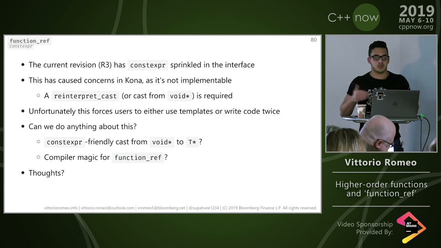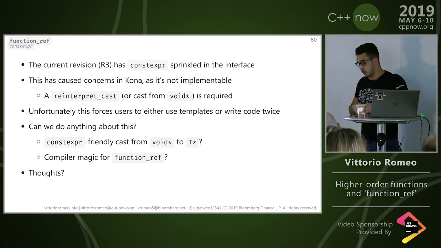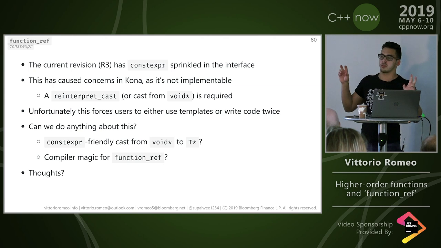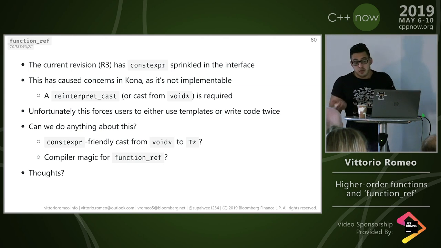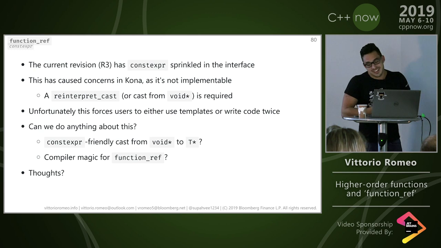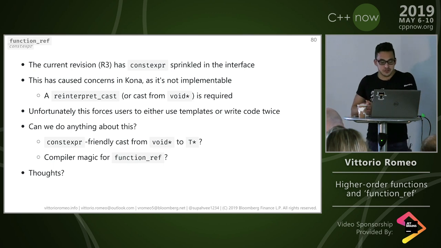If we ever get a constexpr friendly cast from void* to T*, then this problem goes away. But as far as I understand, that would require a lot of implementation effort because they would have to have their own memory model in the interpreter. One other thing we could do, we have precedent for bit_cast, initializer lists, and stuff like that. We could just have compiler magic for function_ref, and we say it is magically constexpr. I think that I would be kicked out of LWG for proposing that, but it's worth a try.